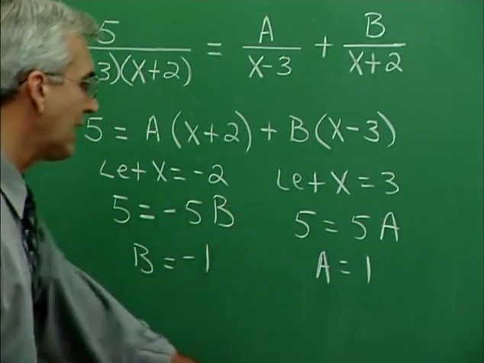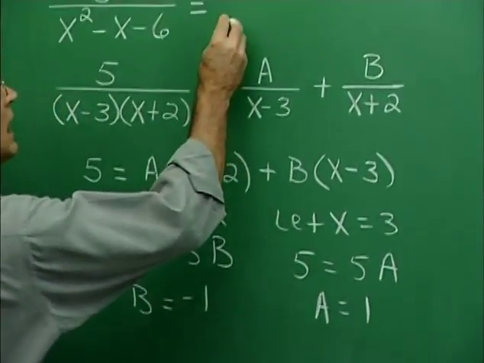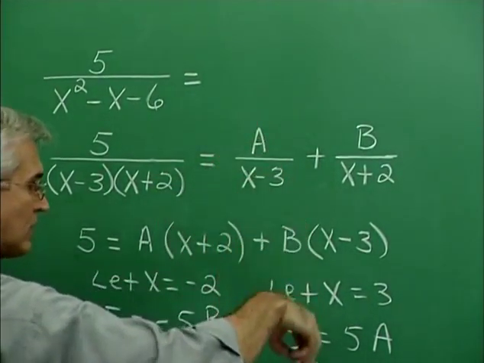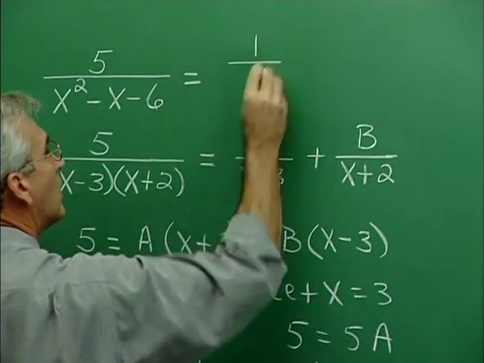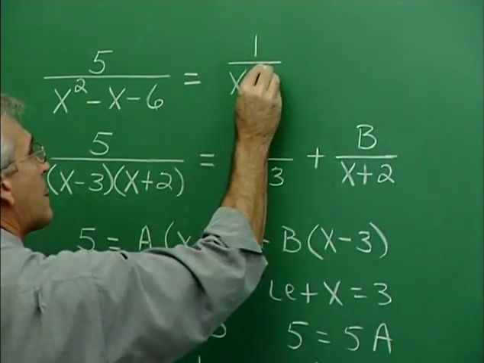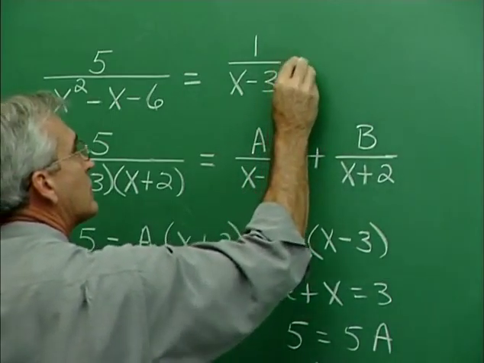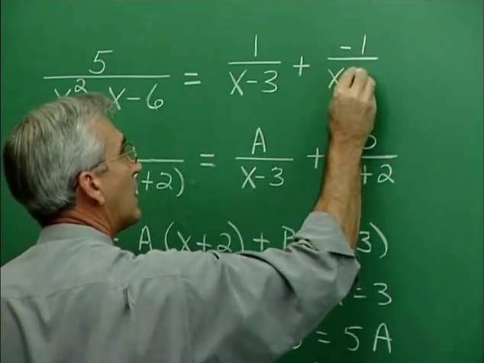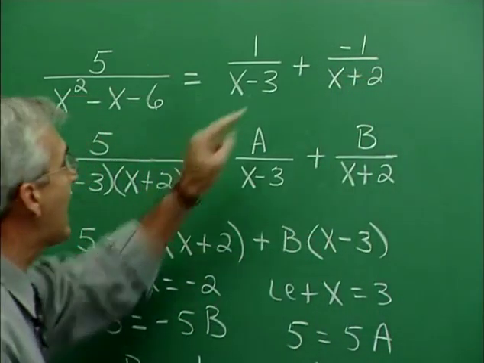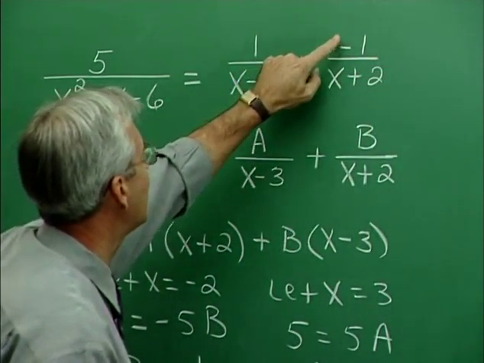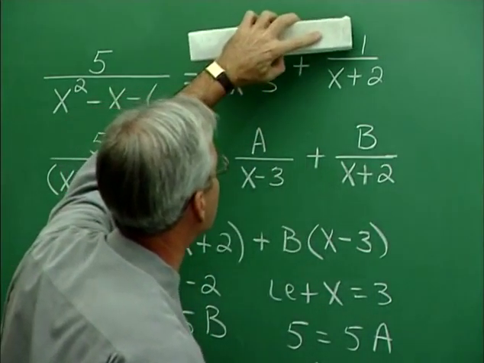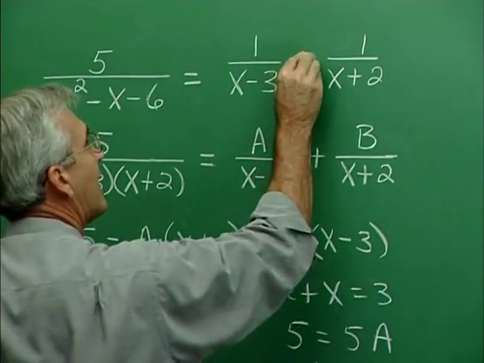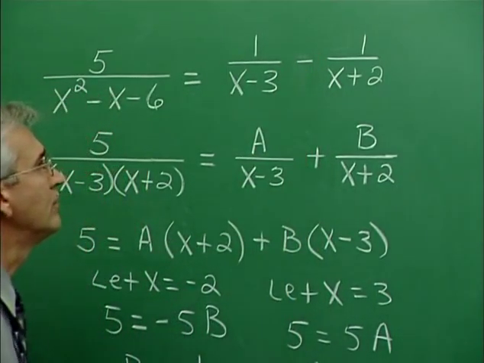So b is negative 1, a is 1, and we can write our fractions up above here as, let's see, the a value is 1, so we have 1 over x minus 3, and then plus negative 1 for b over x plus 2. And because we have this negative 1 in this numerator, we would probably end up writing this, so you just swap signs here, as minus 1 over x plus 2.